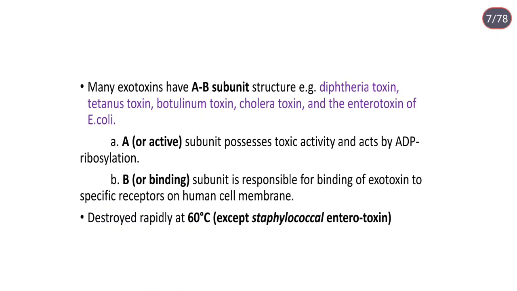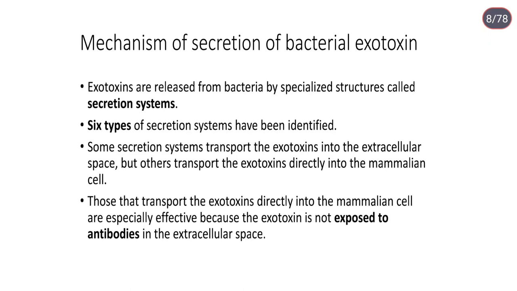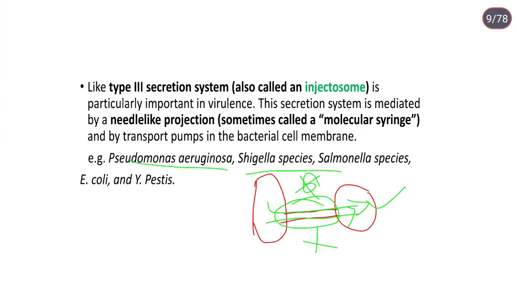And bacterial exotoxins are mainly heat labile. They are destroyed rapidly at high temperature, except staphylococcal enterotoxin, which needs a higher temperature to be destroyed. Now, mechanism of secretion: I have already told you there is a secretion system, basically six types, and a special type called the injectosome, which is also termed molecular syringe. For example, let me draw a picture here.